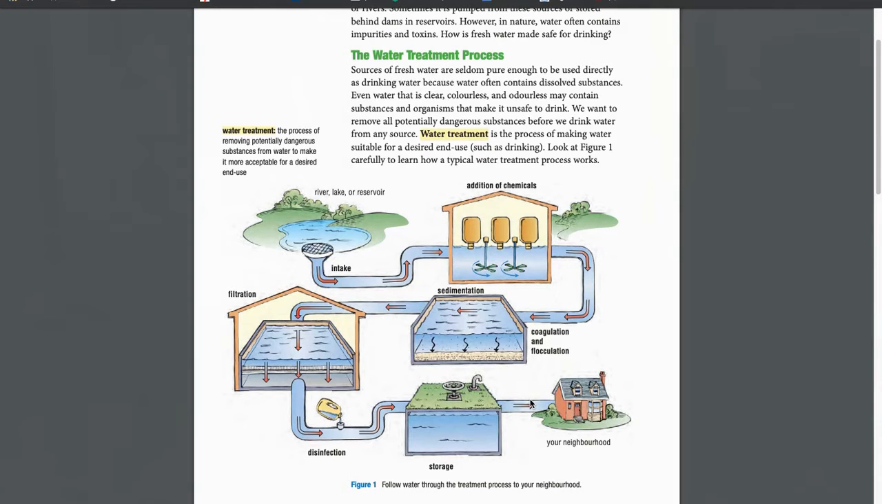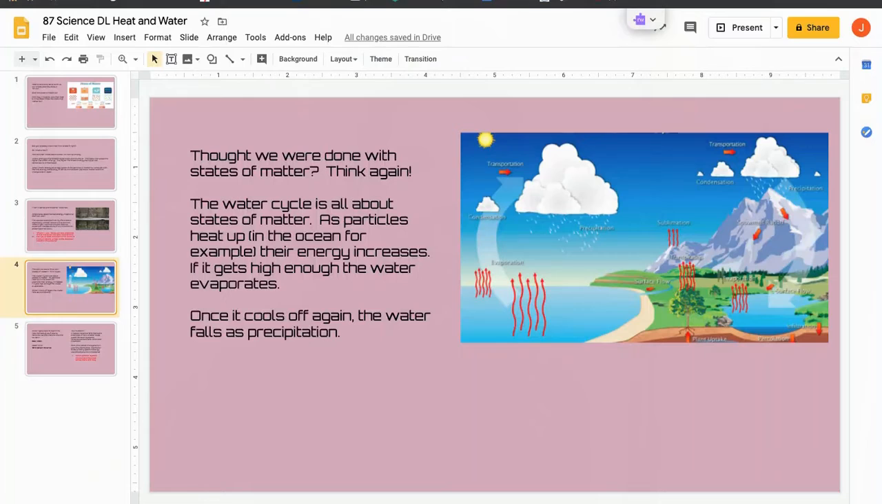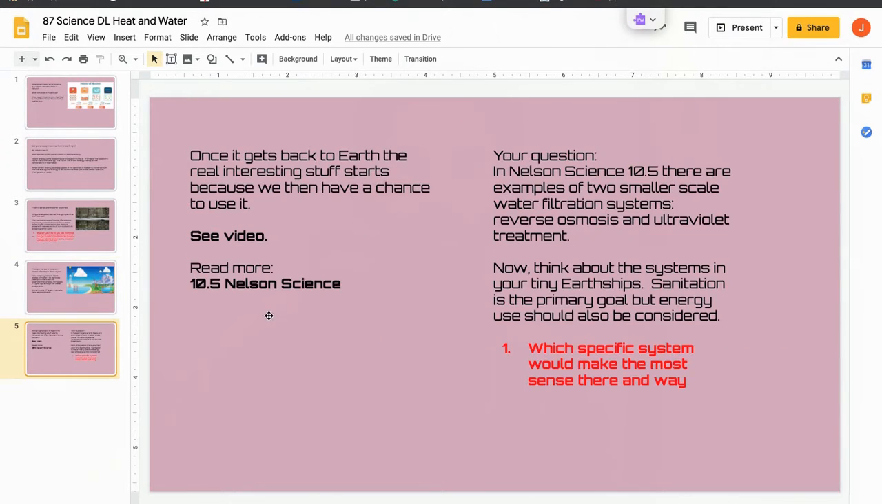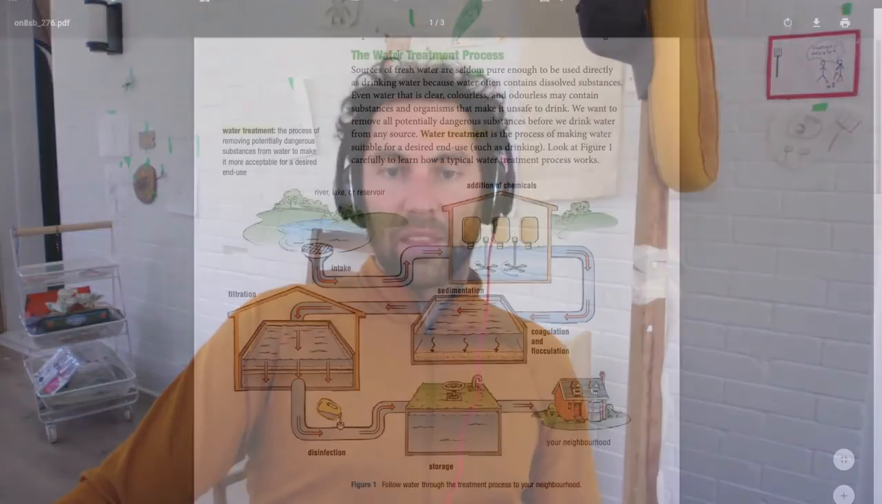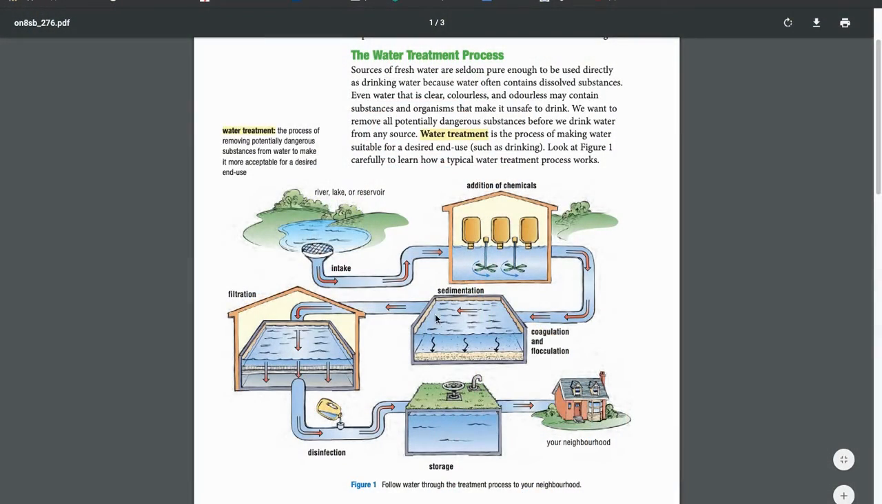That is the big scale water purification system. My question for you though, grade 8s, earthships again. If you were trying to make an off-the-grid water filtration system, you wouldn't use something this elaborate. You would use something smaller.